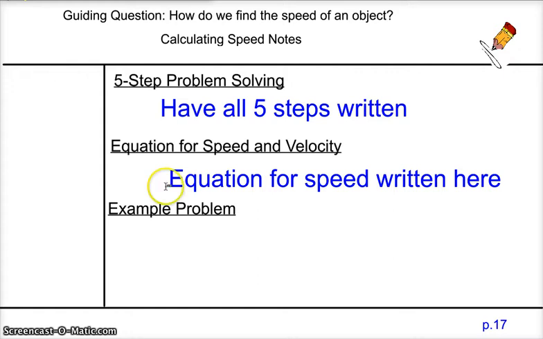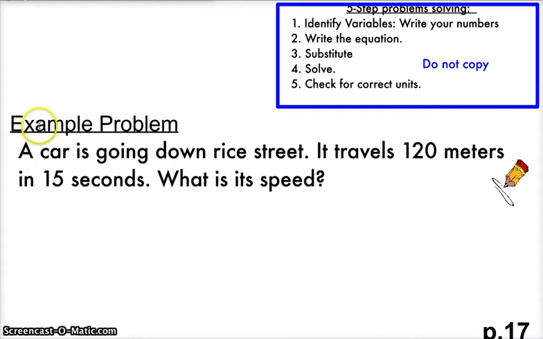Okay, so now that you have written that down, I'm going to go through an example problem with you. I want you to actually copy down the example problem, and then I'm going to show you how to solve it. So here's our problem. A car is going down Rice Street. It travels 120 meters in 15 seconds. What is the speed? And we're going to use these 5 strategies: our first step, second step, third step, fourth step, fifth step. Don't copy it. You already have it copied earlier in your notes. I have this here just as a reminder as to what our steps are.